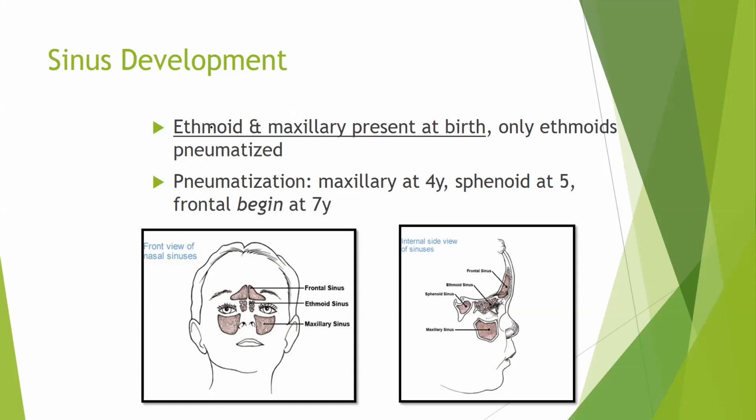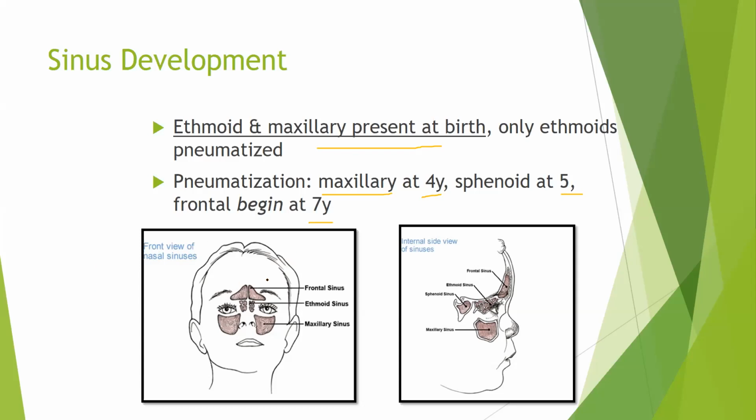Sinusitis. The common cold can definitely cause sinusitis. The most common are ethmoid and maxillary sinusitis. You're going to have some air that can get back in those sinuses. The maxillary sinuses develop at about 4 years, the sphenoid at 5 years, and the frontal begin to develop at 7 years. The ethmoid and maxillary are present at birth. The other sinuses are present, but they're not full of air yet. That's their progression.